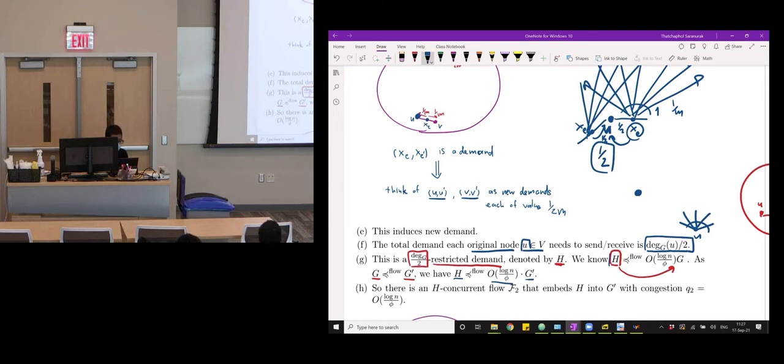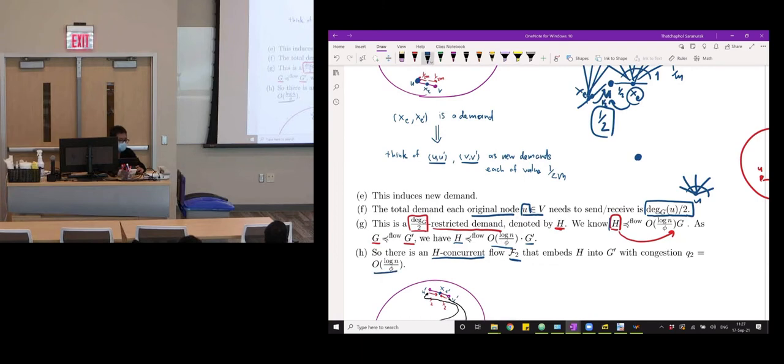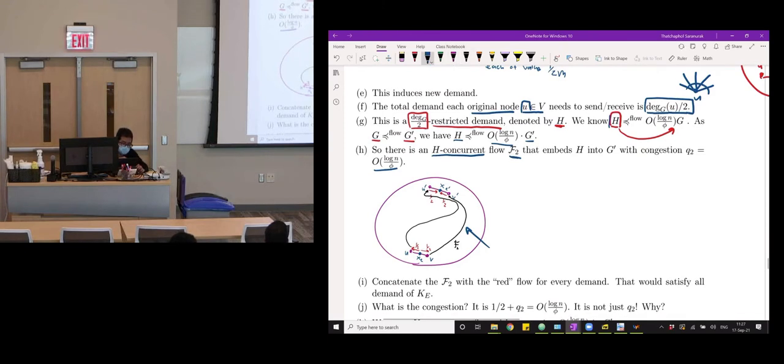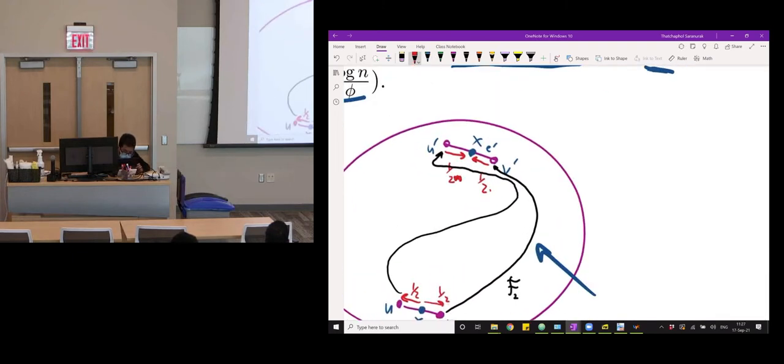So what do we have? We have that the new demand that is induced before the excess, you can satisfy those demands with some flow, call it F2, with small congestion. So maybe I write it like this. F2 is here.